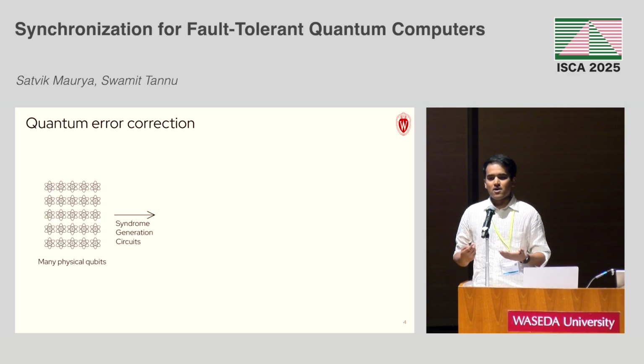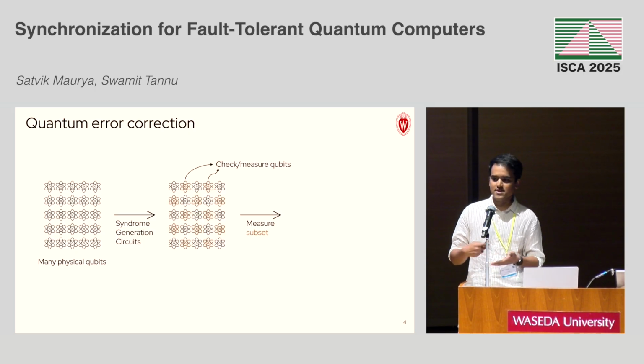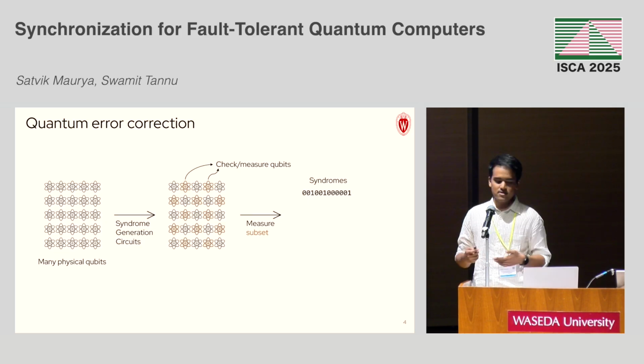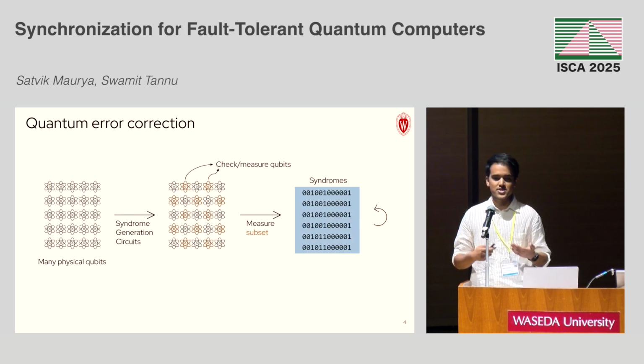Once we've decided on a quantum error correction code, we can now run a fixed sequence of gates, which is called the syndrome generation circuit. After running this circuit, we measure a subset of these physical qubits. These qubits that are being measured are generally called check qubits, measure qubits, parity qubits, ancilla qubits. They have many names. But the measurement of this subset of physical qubits yields a binary bit string, which is called a syndrome. Throughout the course of the computation, this process is repeated time and time again. This generates a lot of syndromes, which are then decoded to detect and correct any errors that could have happened.